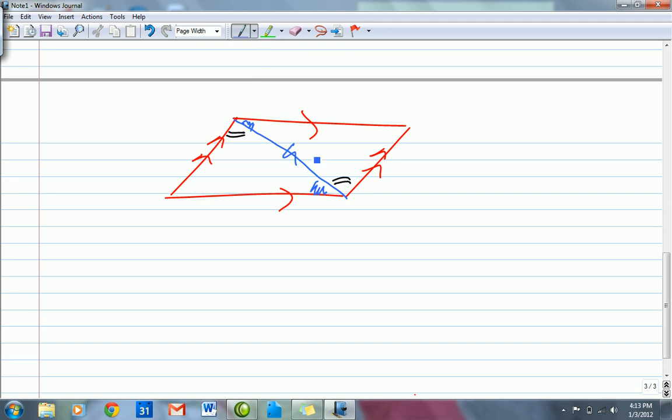So what do we got? We got two triangles. The bottom one and the top one are going to be congruent by angle, side, angle. Since they're congruent by angle, side, angle, that makes their opposite sides congruent by CPCTC. Okay, so what I've just established quickly is another property of a parallelogram. This is the third property, that the opposite sides are congruent.